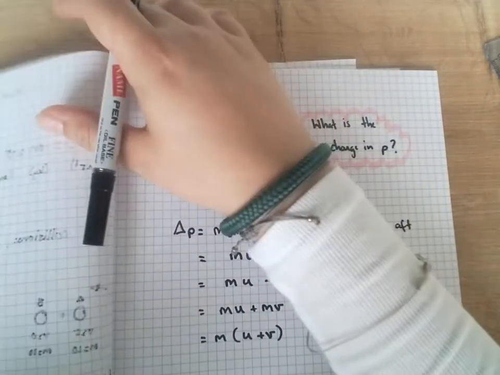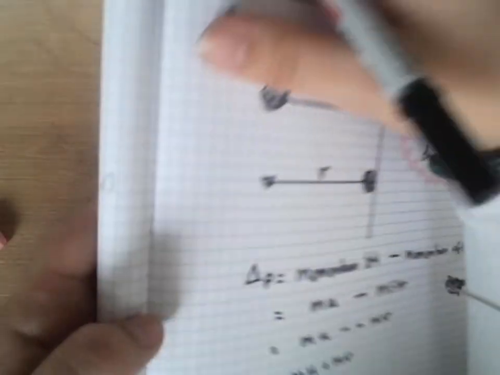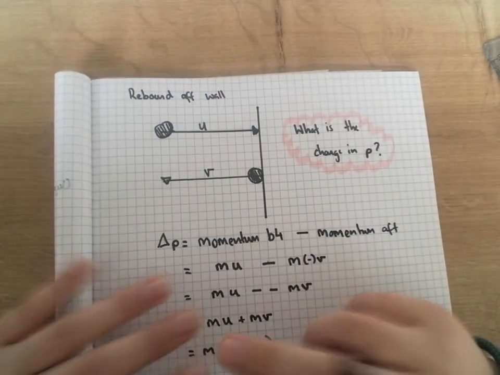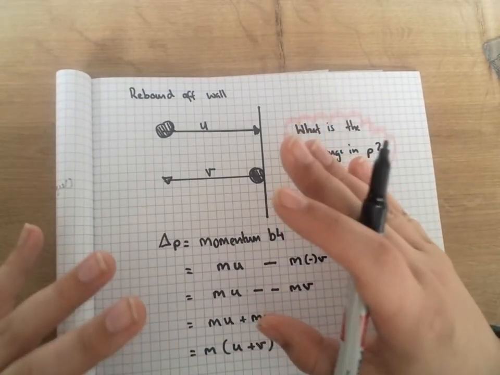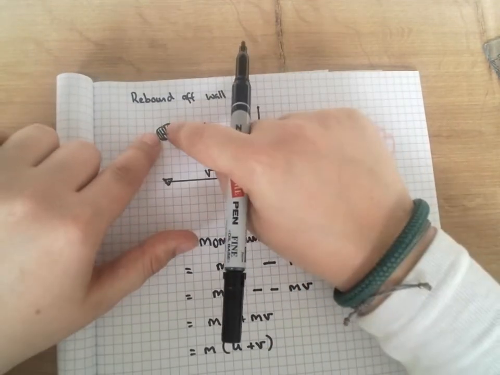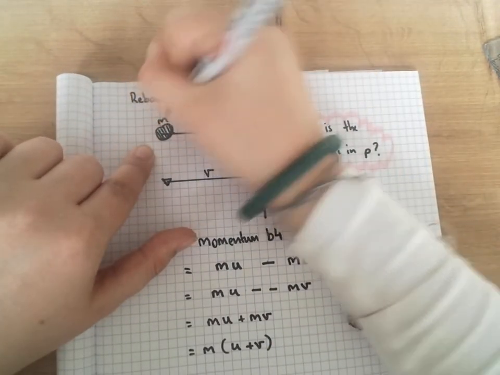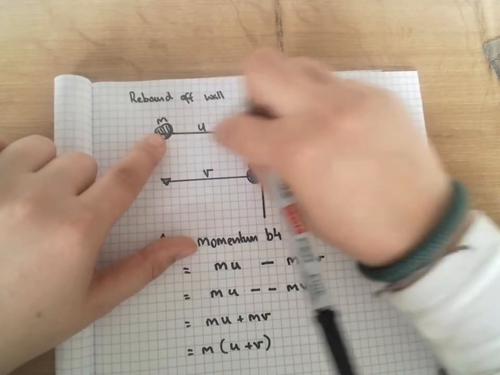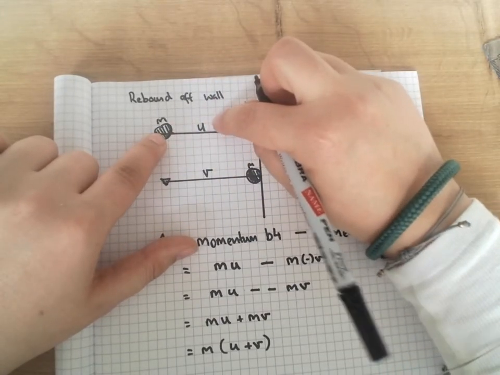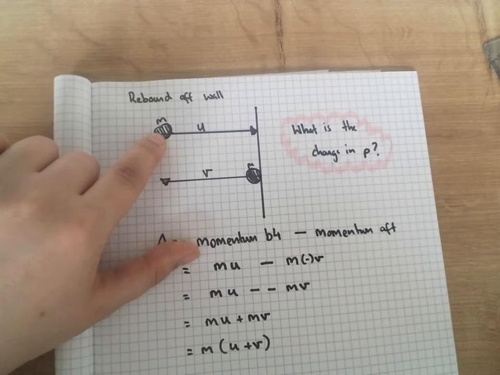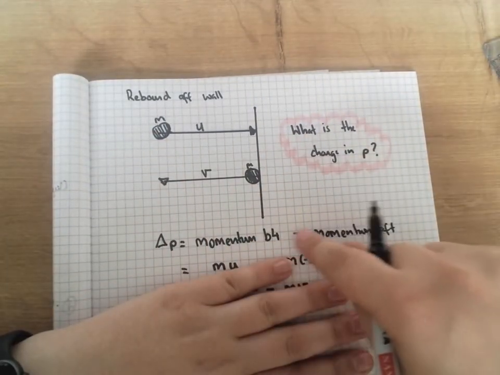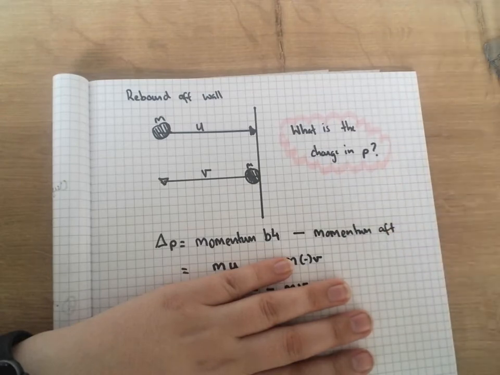I'm going to show you another one in terms of the change in momentum of a system. So this is not conservation of momentum, this is just change in momentum. But it is a really common MCQ. So we might be looking at another rebound, but a rebound off a wall. So we have a ball of mass M that hits the wall and rebounds off. We're saying its initial velocity is u and its final velocity is v. So our change in momentum is the momentum after minus the momentum before.